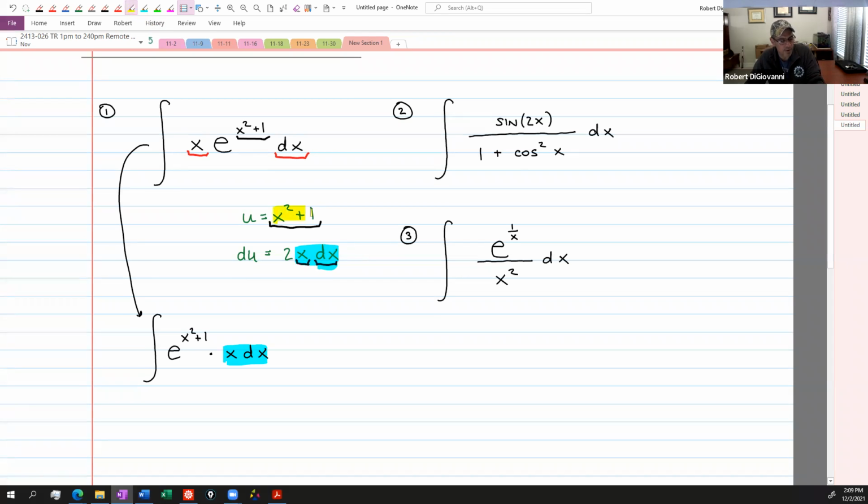I've got my u here. That's my u. I'm off by 2, right? This 2, I don't have it here. So I can always fix that. I can get rid of the 2 by multiplying both sides by a half.